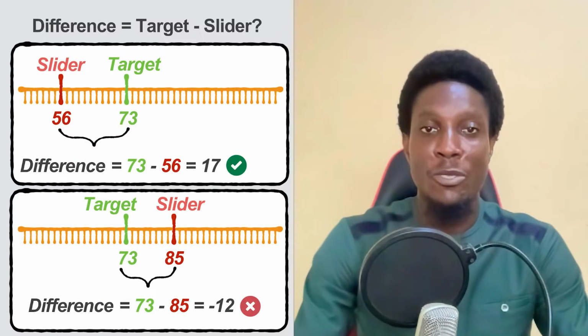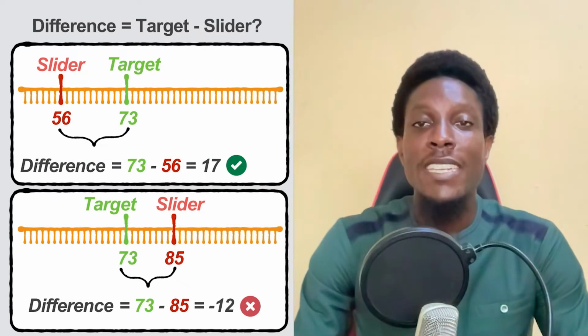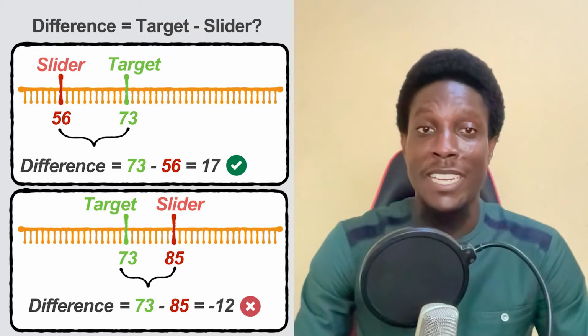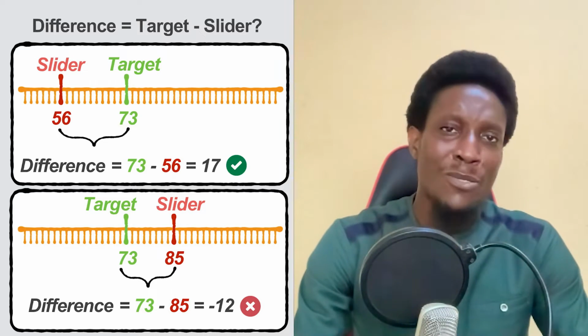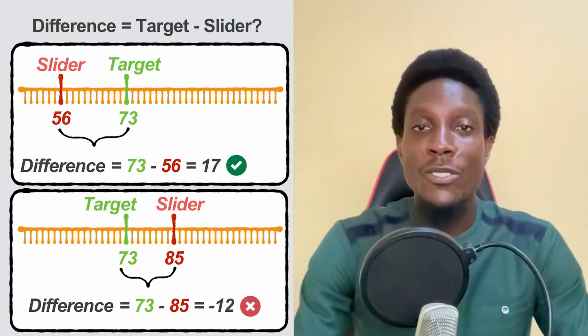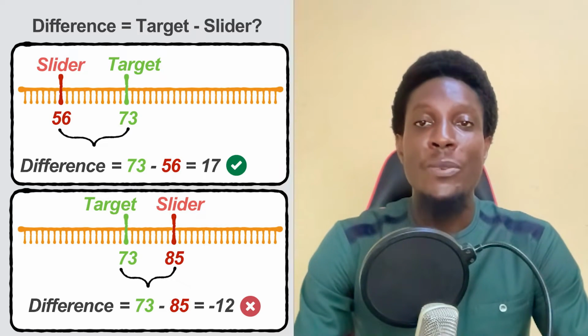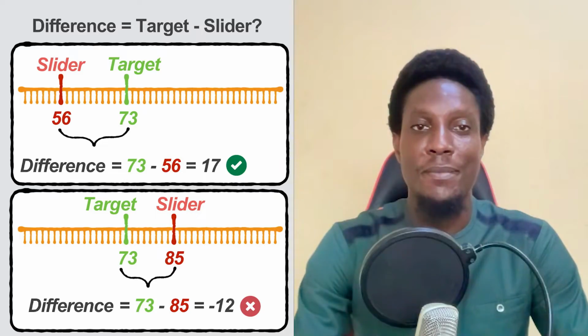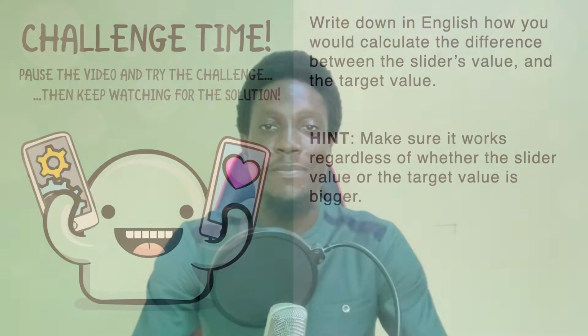A simple approach would be to say the difference is the target value minus the slider value. Well, that works just fine in the first case. But it doesn't work in the second case because you would get a negative number. Go ahead and pause the video and write down how you would solve this problem to calculate the difference. Don't think about the Kotlin code you're going to write for now. Just think about the steps to solve the problem in plain English.